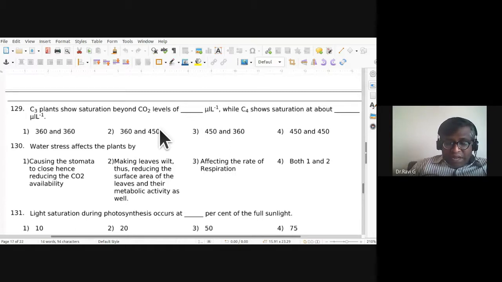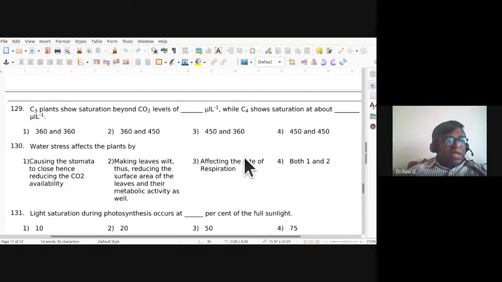Okay, 129. The C3 plant shows saturation beyond carbon dioxide levels of dash micron per liter, while C4 shows saturation at about dash micron per liter. So what is the correct option? C3 plant shows saturation beyond carbon dioxide levels of 450. So for 129, the third one is the option, 450 micron per liter, and this is given in the textbook. And C4 shows saturation at about 360 micron per liter.